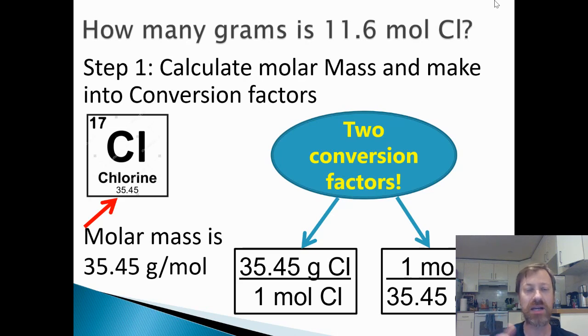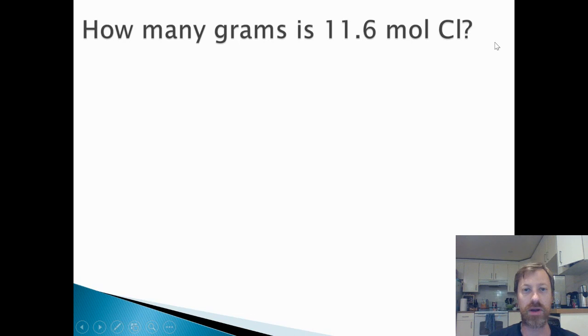All right. The second thing we're going to do is to write our given. What your given is here is going to be this here: 11.6 moles of chlorine is what our problem tells us. So that's our given value, so we're going to start with that. That's what we're going to write down first.